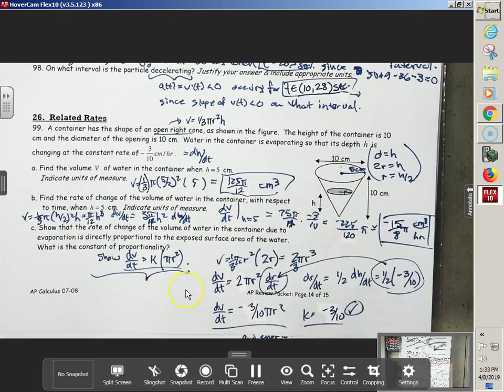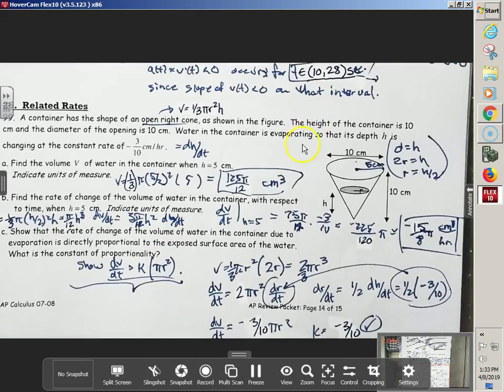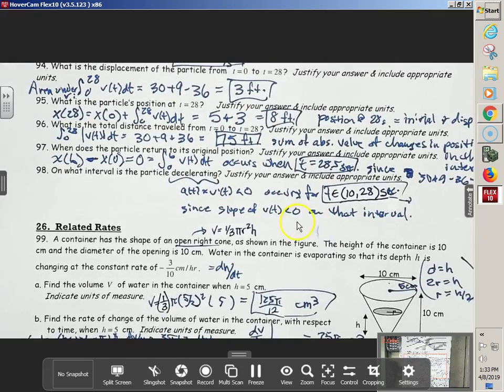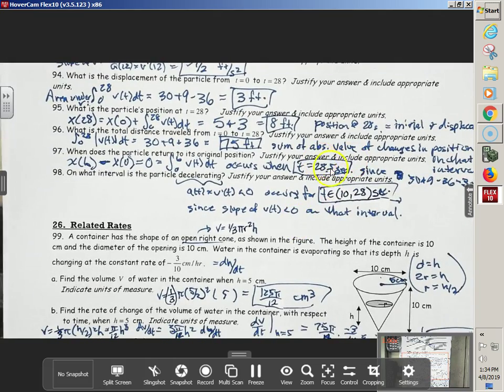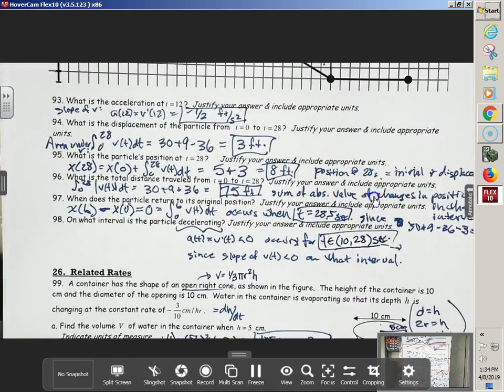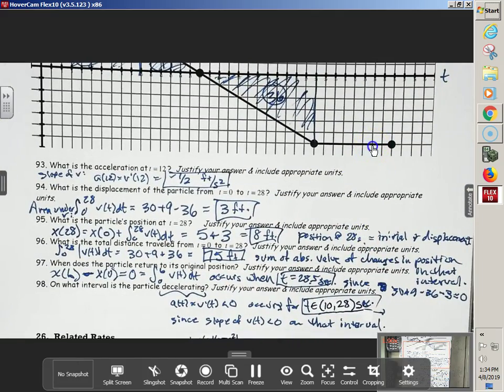Never mind. Any other mistakes in that number 99 that you guys want to address? Okay, so let's go up to number 98. Number 98, I don't know what I was doing when I answered this one with a closed interval from 0 to 28. But decelerating, acceleration is negative, so velocity prime is negative, so slope of velocity is negative. All of that was good, and then my answer did not match up. I think I got distracted.